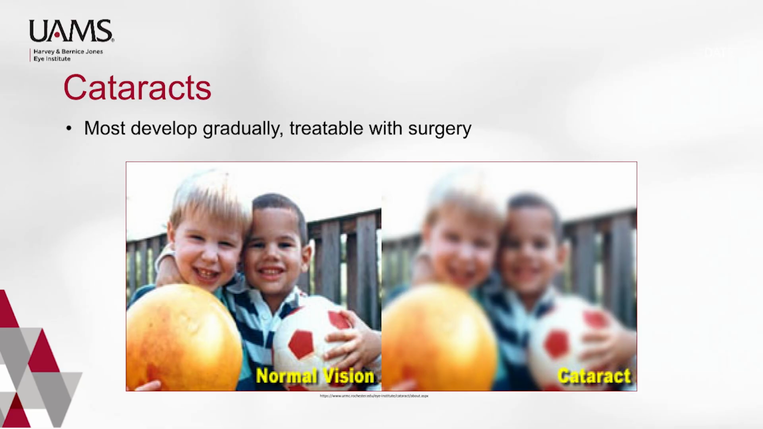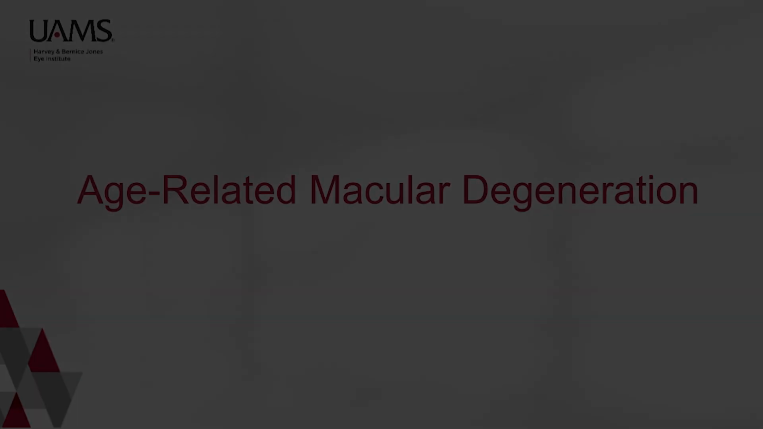This is a great picture that shows what the patient with cataracts may see. So on the right, you can see there's still some detail in the image, but overall, the image is more blurry compared to the left side. Cataracts usually develop very gradually. They are treatable with surgery. This is more so in the United States. There are some countries where patients don't have access to care, so cataracts can cause blindness if not treated.